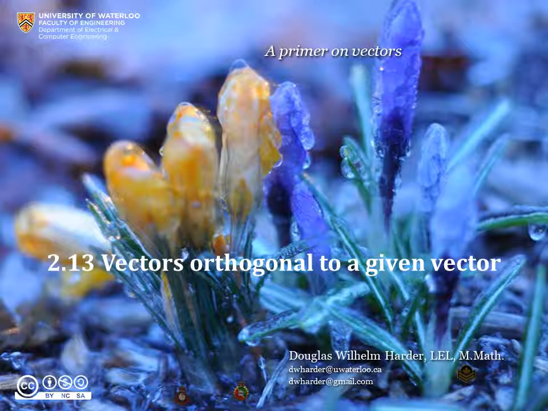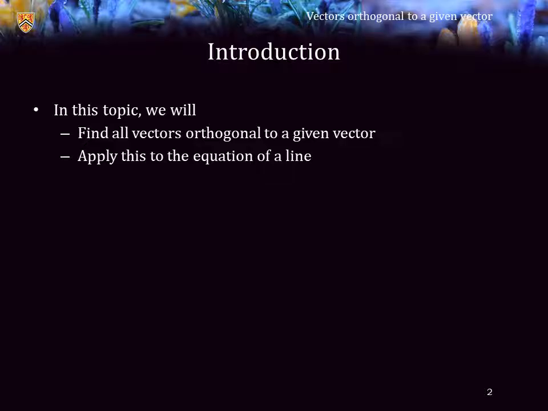We're going to discuss vectors orthogonal to a given vector. So in this topic we are going to find all vectors orthogonal to a given vector, that is, all vectors that are at a right angle to a given two-dimensional vector, and then we're going to apply this to finding all points that satisfy the equation of a line.